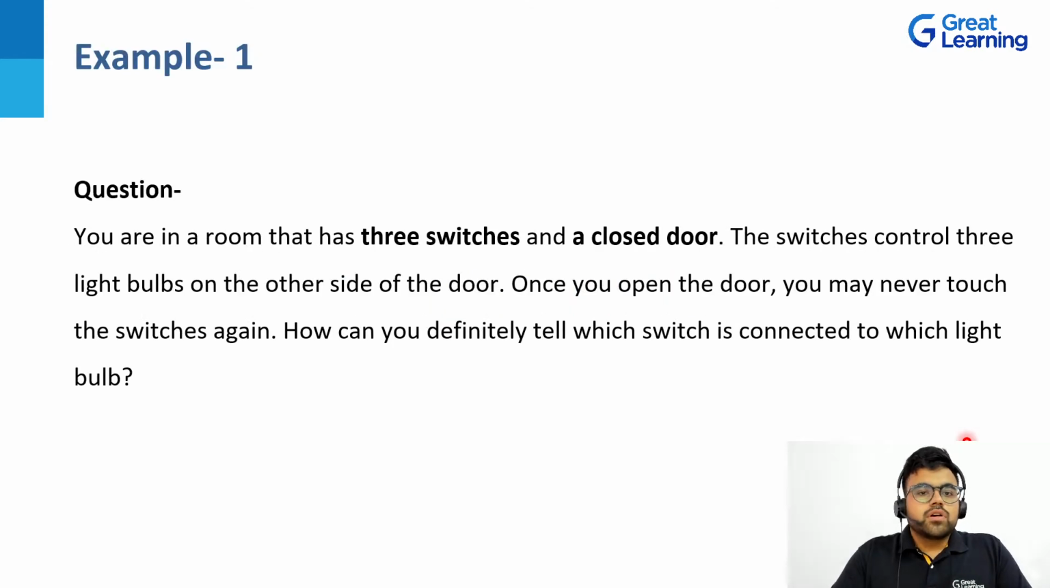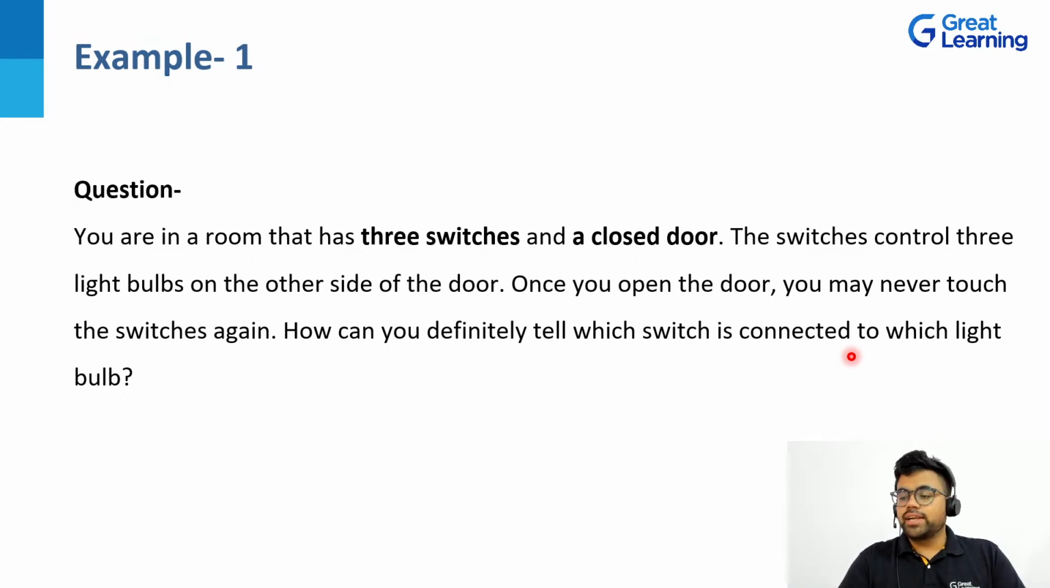All right. So we'll start with the first example, the first question that we'll talk about. Let's read the question together. You are in a room that has three switches and a closed door. The switches control three light bulbs on the other side of the door. Once you open the door, you may never touch the switches again. How can you definitely tell which switch is connected to which light bulb?